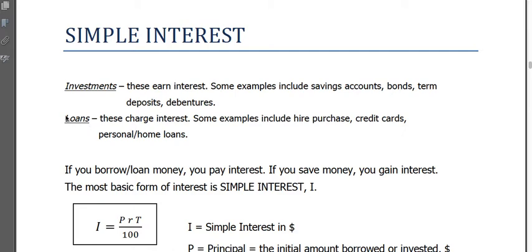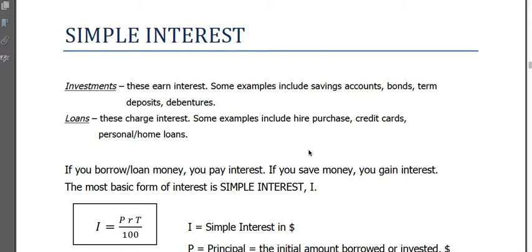So if you go to a bank and ask them to lend you $1,000, when you pay back that money, you don't just pay back the $1,000 you borrowed. You actually have to pay back a little bit more, and that's a charge. It's a charge that the bank will impose on you for borrowing that money. And that charge is called interest as well. So interest can be from borrowing, or it can be from investing.